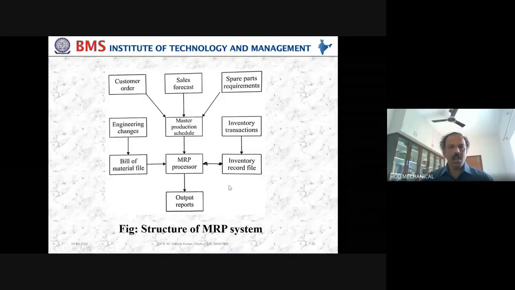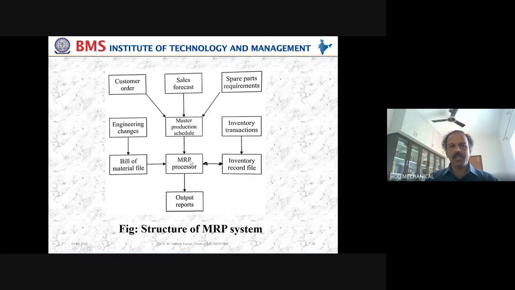Okay, right. Now first, what you need to observe is this one. This MRP processor is very important. The MRP processor is at the central level. This is the one which processes your raw material. Now, the inputs to this MRP processor are going to be from three parts. Number one is the master production schedule. The second is the bill of material. The third is the inventory record file. Just observe this MRP processor.